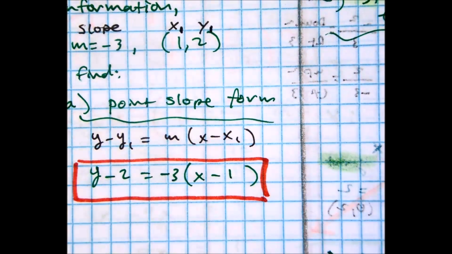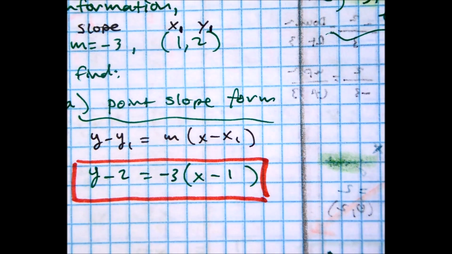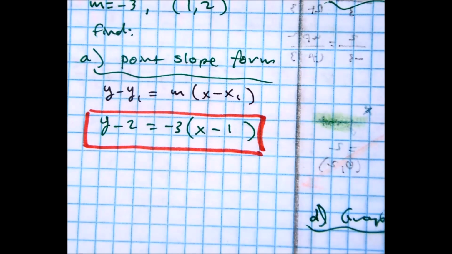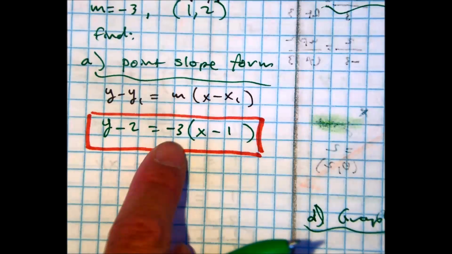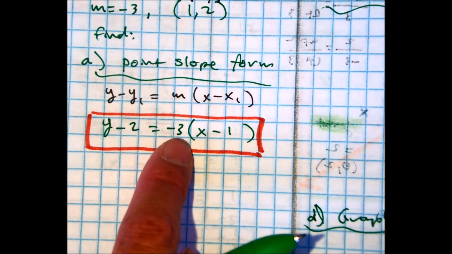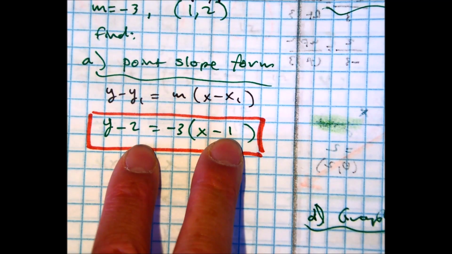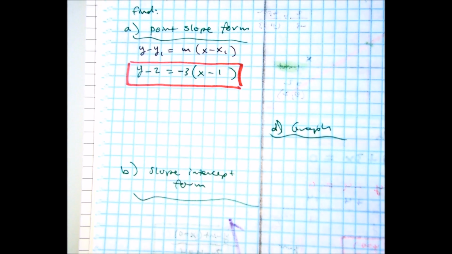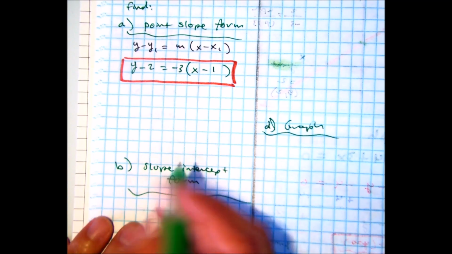Raise your hand if you got that. Good job, you. Everyone say, don't distribute. Don't distribute. In point-slope form, you want that there because you can identify the slope right away, and then the point. Okay? Now, to go on to slope-intercept form, here I would distribute.